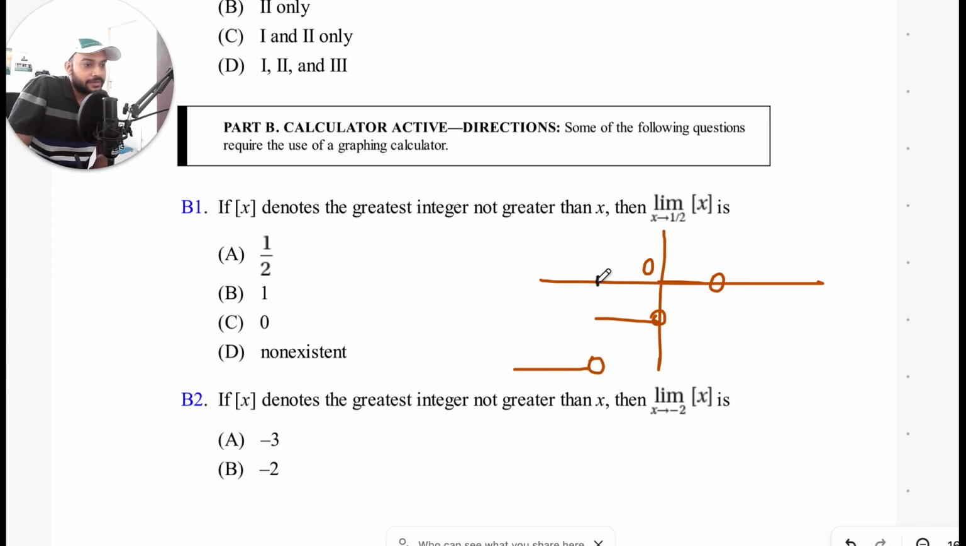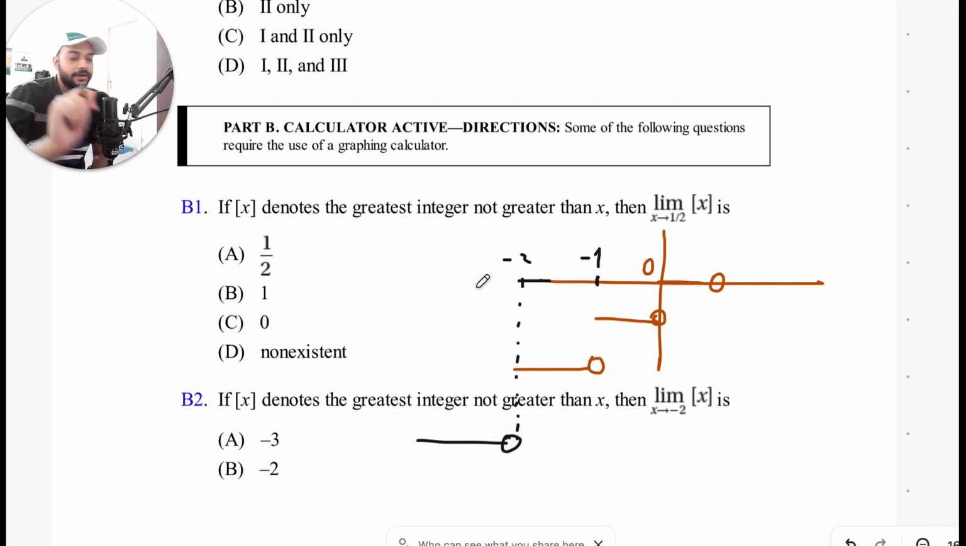This is 0. This is negative 1. This is negative 2. And then this here is negative 3. So from negative 1 to 0, the greatest integer is negative 1. At 0, it becomes 0. From negative 2 to negative 1, the greatest integer is negative 2, but at negative 1, it becomes negative 1.